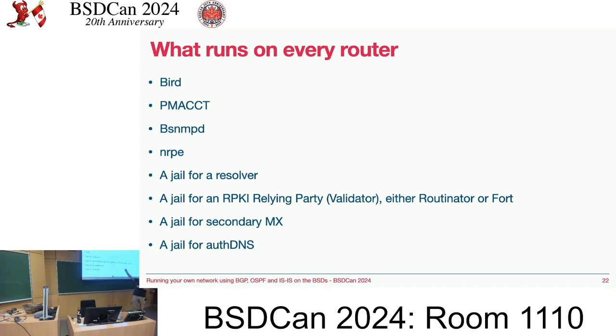for my very old school monitoring system. And then here comes the interesting part. I have for every router a jail for its own resolver, because I figured I could run multiple resolvers and also do an anycast configuration for them. Then a jail for a relying party for RPKI, so what's called a validator. And there I flip a coin when I set up the routers. It's either Routinator or FORT, depending on coin flip. I just want to have a bit of diversity, multiple different softwares, because they all had issues in the past, so it's better to have different ones. A jail for secondary MX, and there I just use Postfix, and a jail for authoritative DNS, because I run everything in-house. So in there, I use just BIND with DNSSEC.